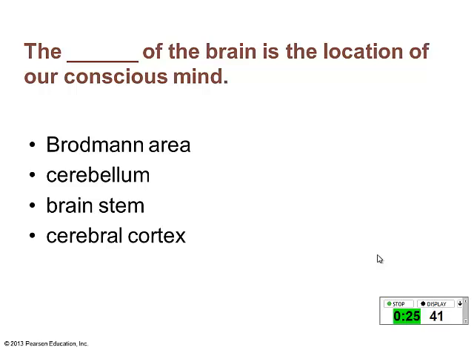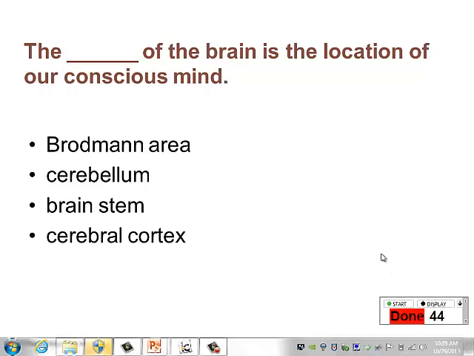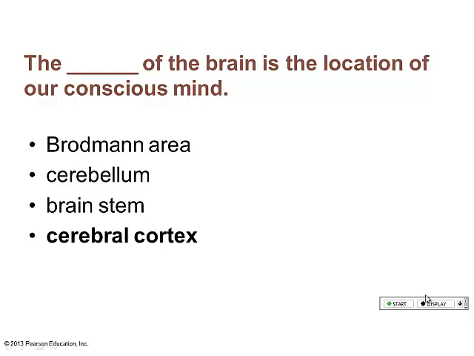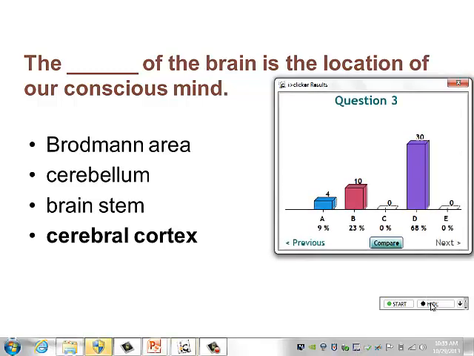Five, 4, 3, 2, 1. What's the answer? Cerebral cortex. That's where our file cabinets are, yes? Conscious mind. Now the limbic system and the reticular activating system are sending information to open up the drawers, yes?